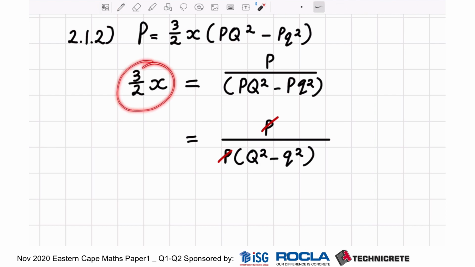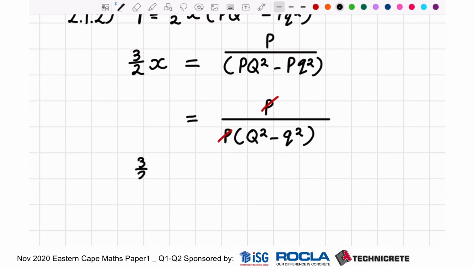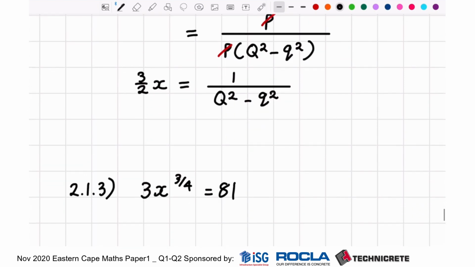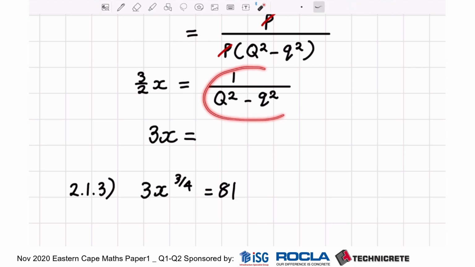And then I'm still saying that this 3 over 2x is just equal to 1 over big Q squared minus little q squared. Okay, and now if I want to get x on its own, here I've got x being divided by 2. So if I want to get rid of that divide by 2, I'm going to multiply both sides by 2, which means that I'm going to have this fraction multiplied by 2, and I'm just left with 3x on this side. So I'm going to have 3x is equal to 2 times this fraction, and my 2 is going to go to the numerator.